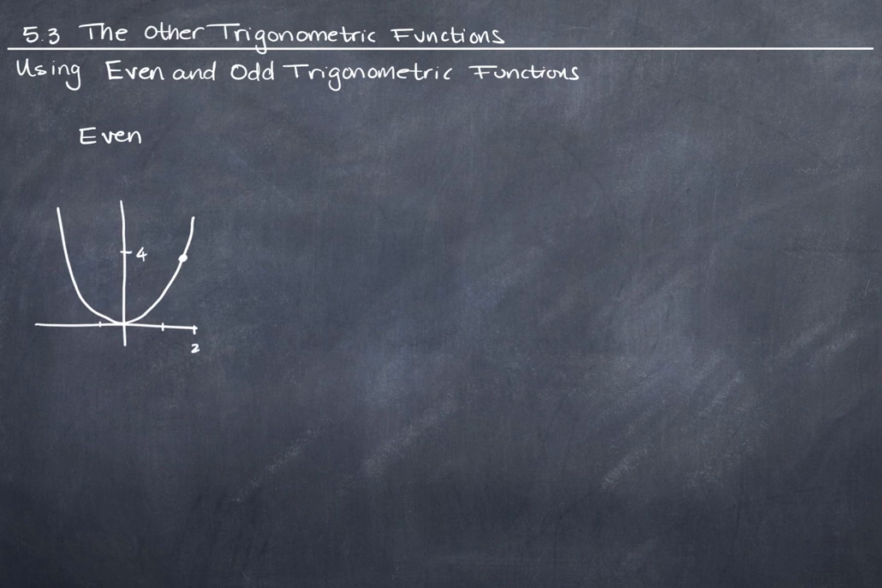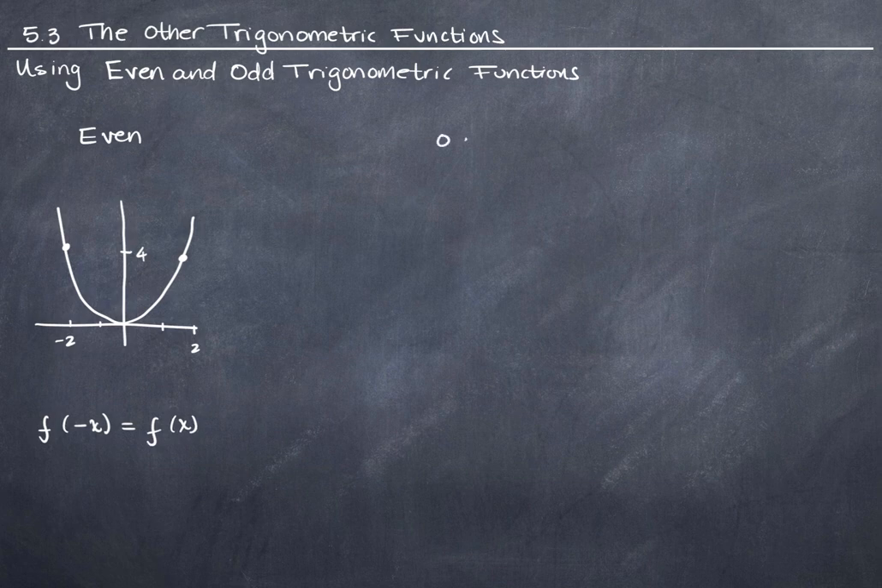And when you plug in negative 2, you also get 4. So plugging in the negative version of the x value gives you the same answer as if you plugged in the positive version of the x value. These two values are equal. This is called an even function. Let me move this piece down here.